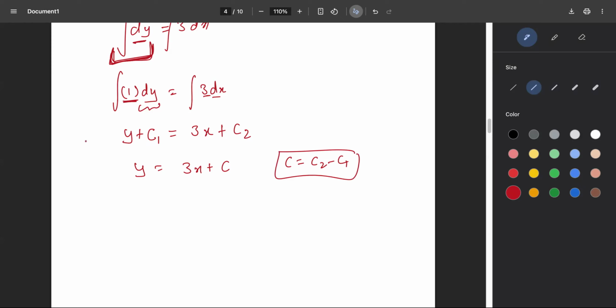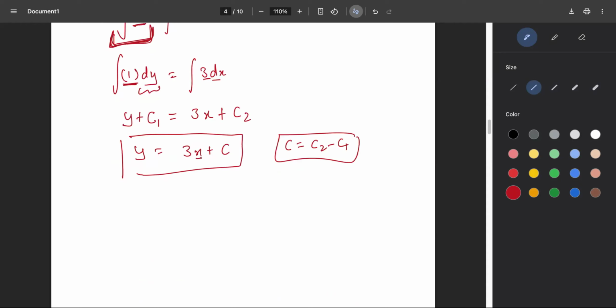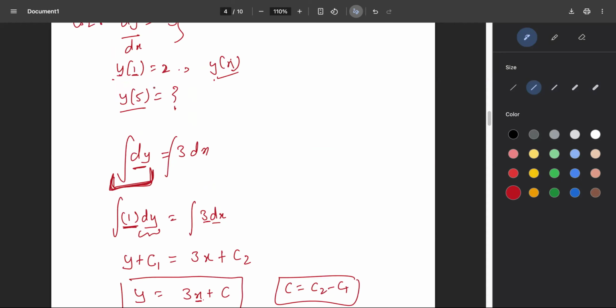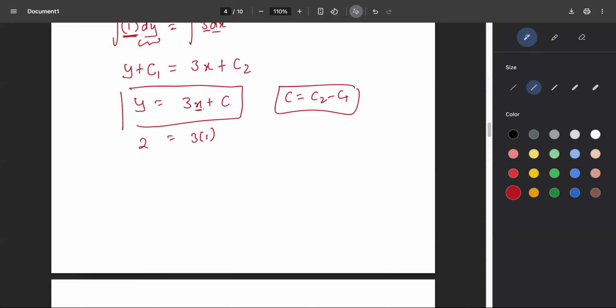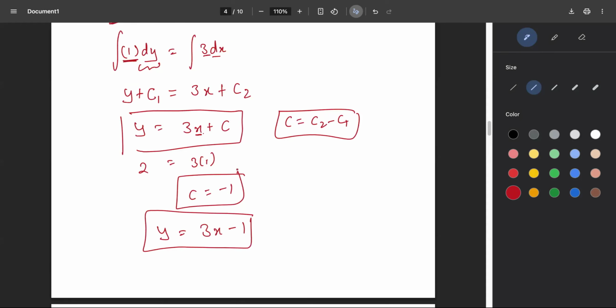Is that clear, Bhavna? Now I have got the equation of y. What was my question? y is a function of x. When I put x equal to 1, I am going to get y equal to 2. So from here you are getting c equal to how much? Minus 1. So what is the final equation we have got now? y is equal to 3x minus 1. Understood how this is beneficial?